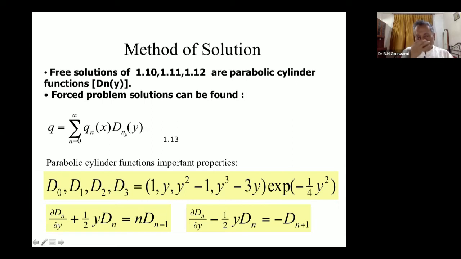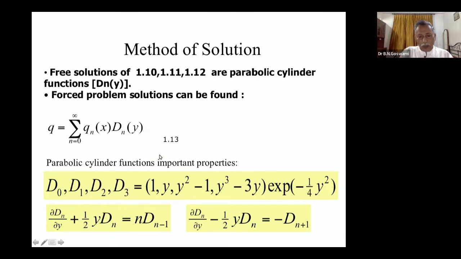This Dn functions. I'm sorry, sometimes I have used psi. Here it is D, but please don't get confused. There are only slight changes. So once I do that, and by using the properties of these Hermite polynomials, you can actually get the equations for the amplitude functions.